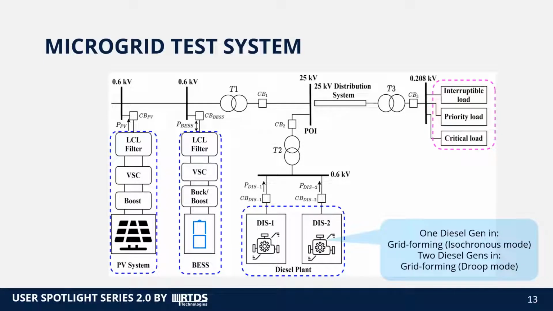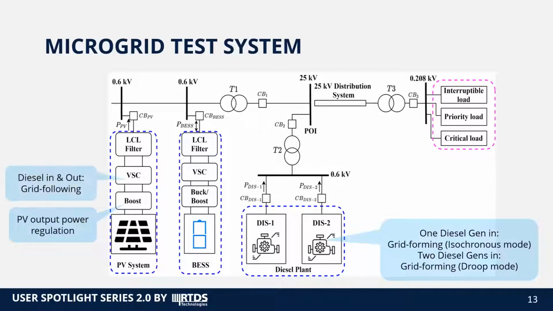The PV system is interfaced through a boost converter that regulates and maximizes the PV output power, and a VSC that operates in grid following mode, with an LCL filter, whereas the battery energy storage system is interfaced through a buck-boost converter to facilitate bidirectional power flow and regulate the DC link voltage.